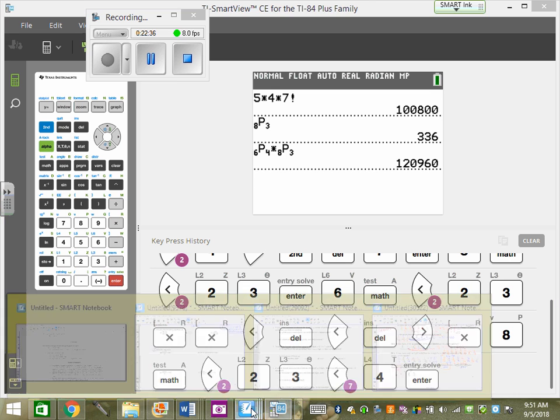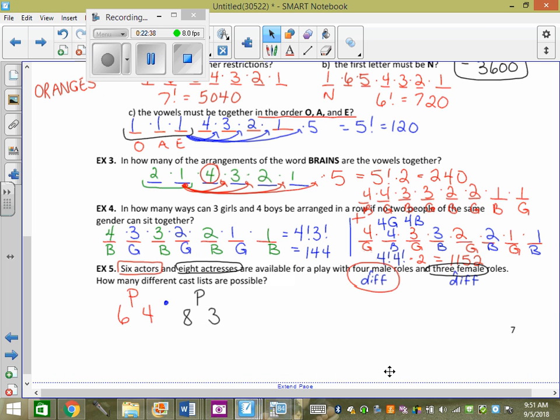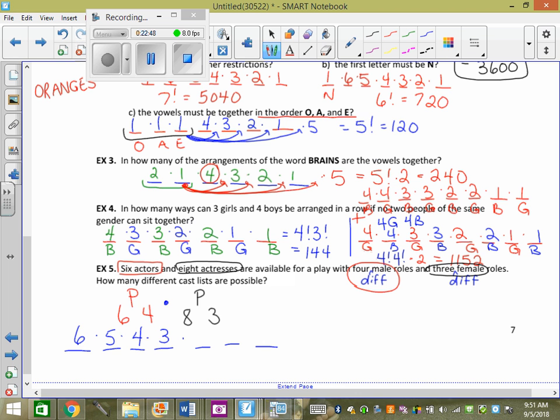Yeah, you absolutely can, because this is the exact same as 4 blanks: 6, 5, 4, 3, and 8, 7, 6. You get the exact same answer, which is 120,960.